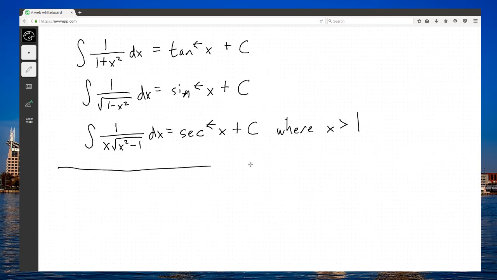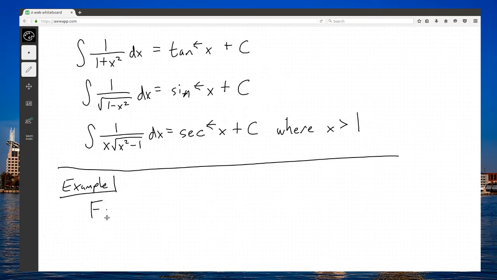So how can we use these to avoid trigonometric substitution? Well, let's just see it by example. I want to find the integral of 3 over the square root of 9 minus x squared dx without trig substitution.